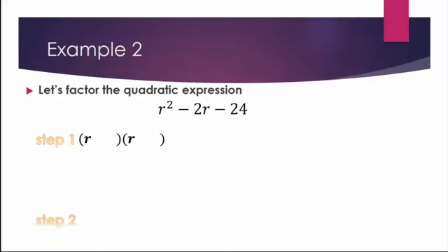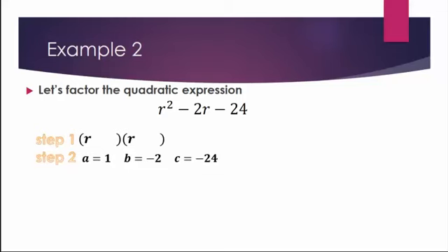Step 2, identify A, B, and C. Remember, A is in front of r squared, B is in front of r, and C is by itself. So here, there's no number in front of r squared, so it's understood to be a 1. This one is a minus, so I'm going to read it as -2. And this one's a minus as well, so I'm going to read it as -24. So A is 1, B is -2, and C is -24.